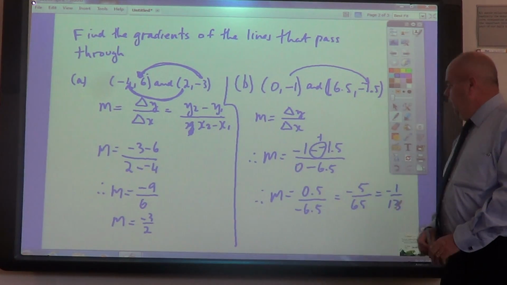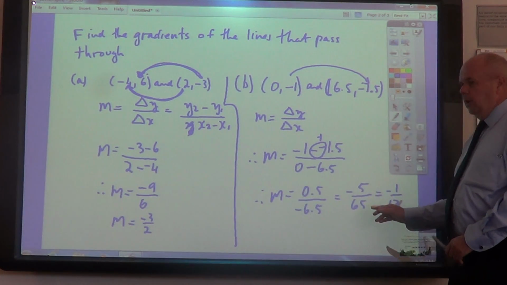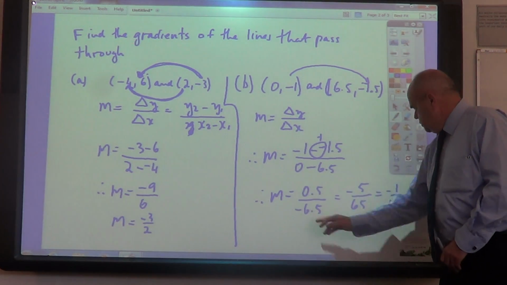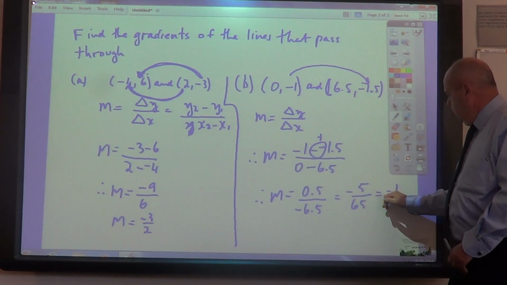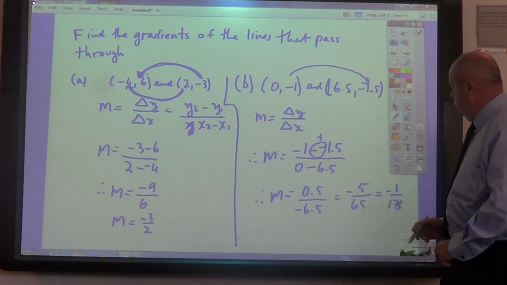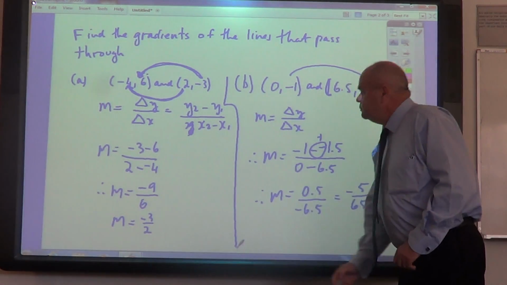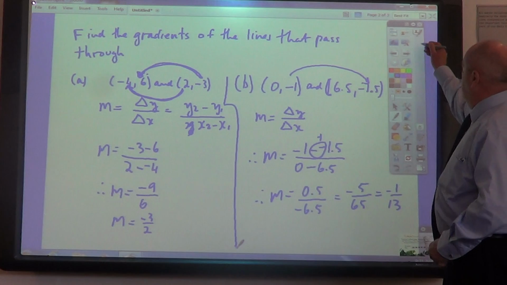To repeat a point I made earlier, it doesn't matter where that negative sign goes, upstairs, downstairs, or right out in the middle, which is probably how a textbook would present its answer. So we did that sort of example.